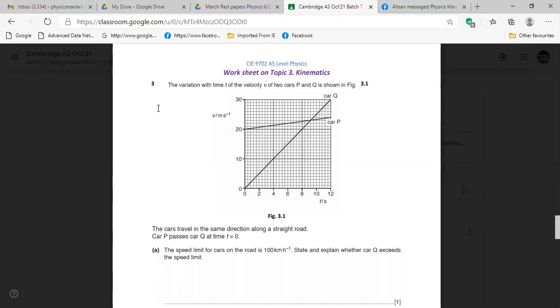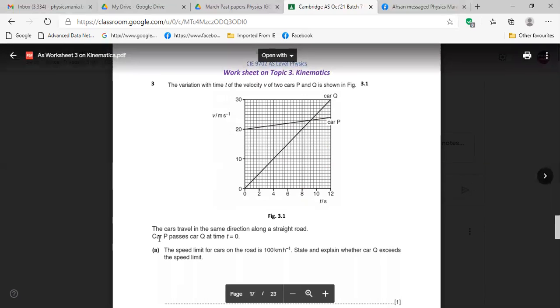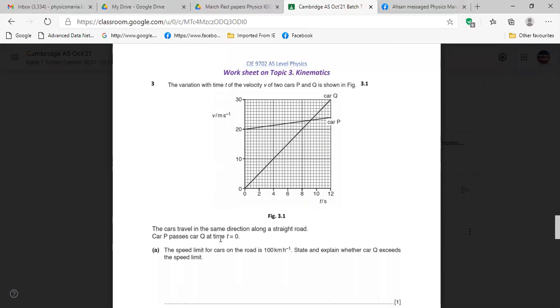Okay, so you should keep this information in your mind. The speed limit is given as 100 km per hour, right? Yes, sir. So here you have car P and car Q. Their graph is given and some information is given here. Car P passes car Q at time t equals 0. Where is time 0? Here, right? Here, sir.